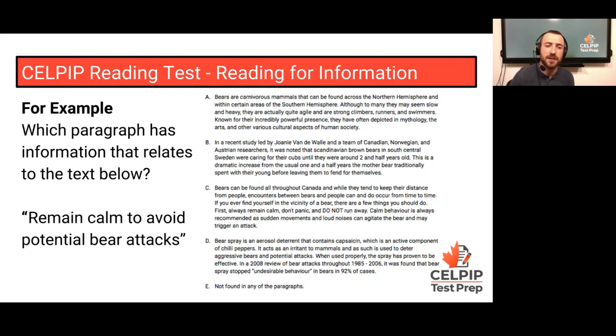So in this instance, we have to try and find the information that says remain calm to avoid potential bear attacks. Okay, so there's 4 paragraphs here, but there's also an option that maybe it's not present in any of these paragraphs. So again, we don't read every single word. We'll just skim for things that may be relevant to bear attacks. I'll give you guys a quick 10 to 15 seconds to skim through it. Can you guys find anything that might be a reference to bear attacks in one of these paragraphs?